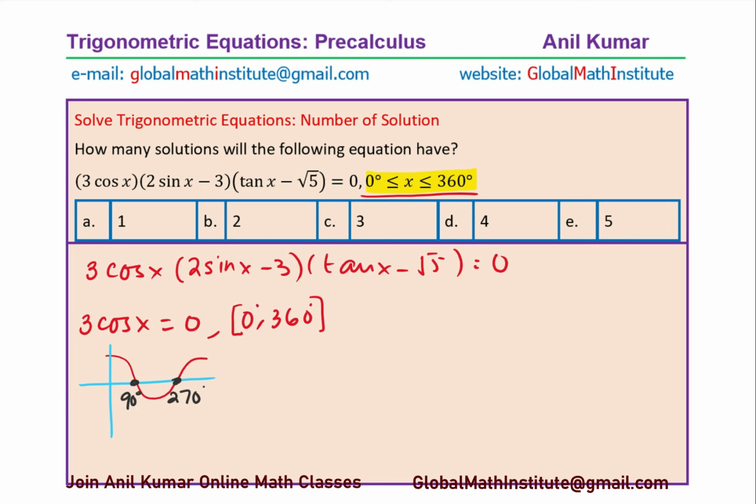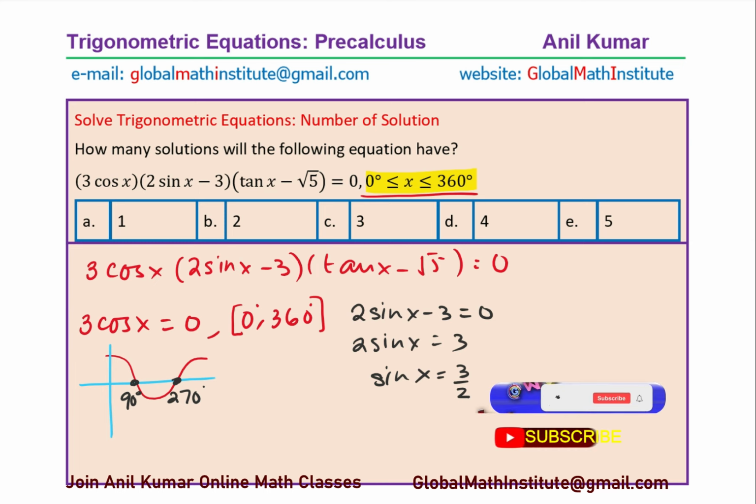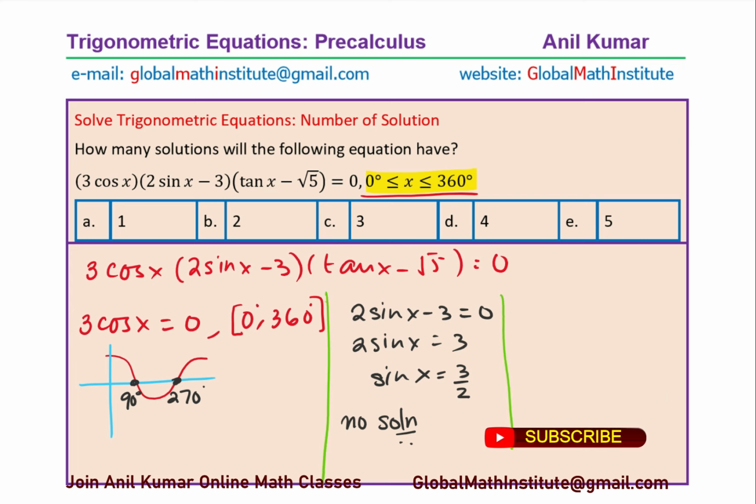Now let's look into the next component, which is 2 sin x minus 3 equals 0. That means 2 sin x should be equal to 3, or sin x should be equal to 3 over 2. Since sin cannot be more than 1 and 3 over 2 is 1.5, here we have no solution. So we got no solution from the second factor. Now let's analyze the third factor, which is tan x minus square root 5 equals 0. That means tan x equals square root of 5.